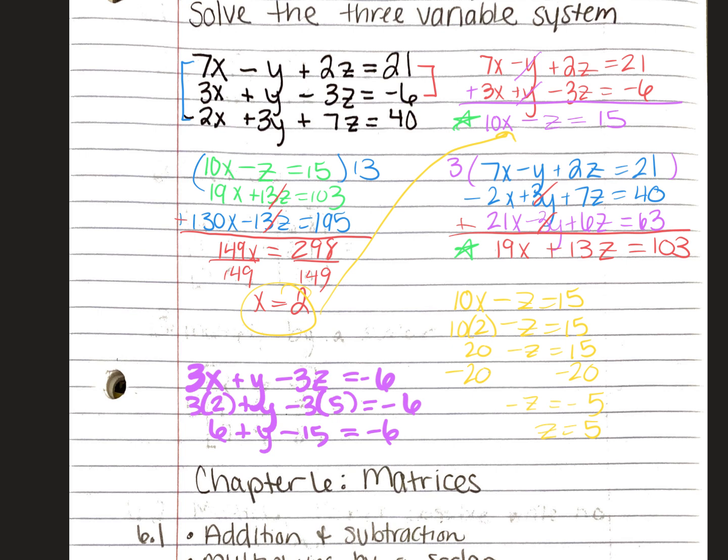So 6 minus 15 gives us a negative 9. Then we'll add the 9 over. So y equals negative 6 plus 9, which is 3. Right, so we have 2, 5, and 3.